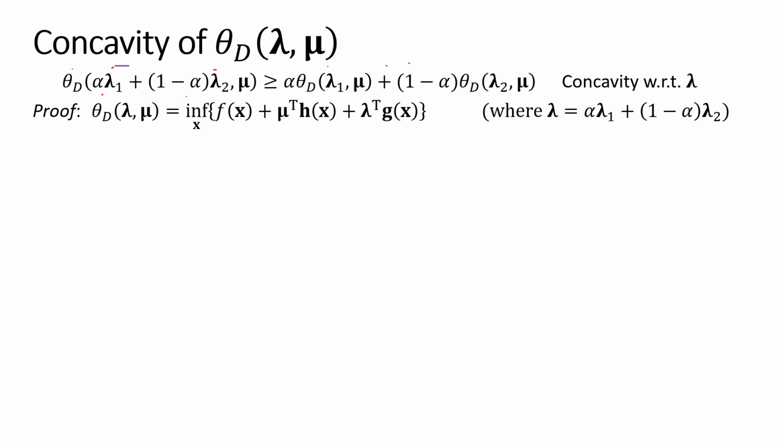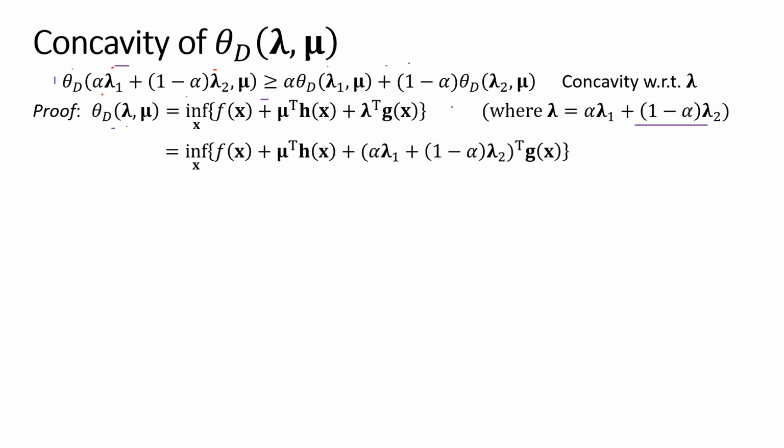Proof. I begin with the left hand side, theta d of lambda comma mu, where lambda is equal to the convex combination alpha lambda 1 plus 1 minus alpha lambda 2. This is equal to the infimum of f of x plus mu transpose h of x plus lambda transpose g of x. What's inside the infimum, its argument, is the Lagrangian.